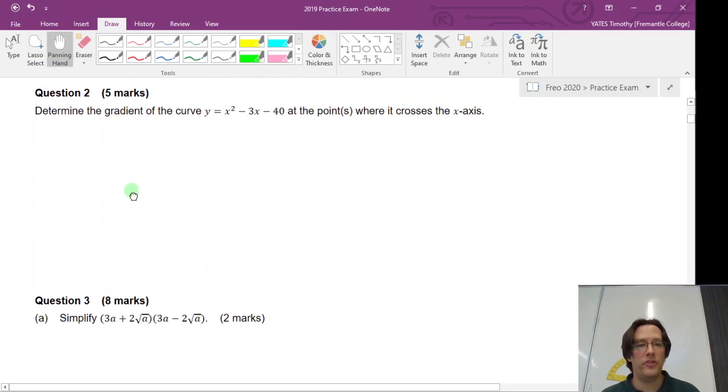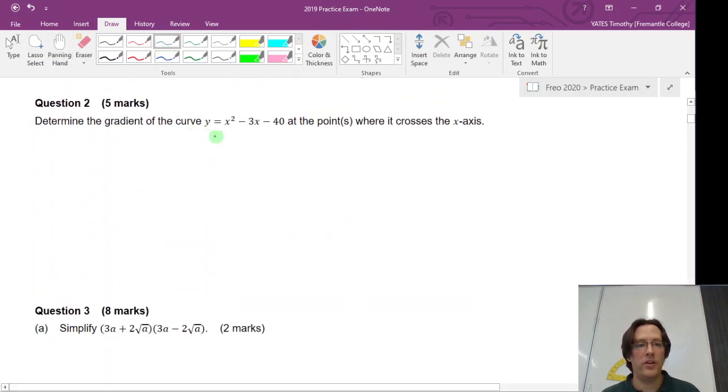Now, on to question 2. Determine the gradient of this curve at the points where it crosses the x-axis. So first up, we've got to find where it crosses the x-axis. So it's going to be a curve that looks a little bit like this, and we expect it to cross the x-axis at 2 points. But let's do that first.